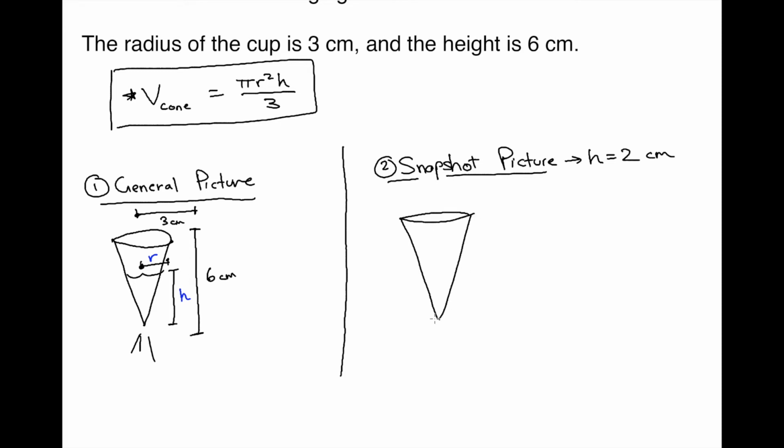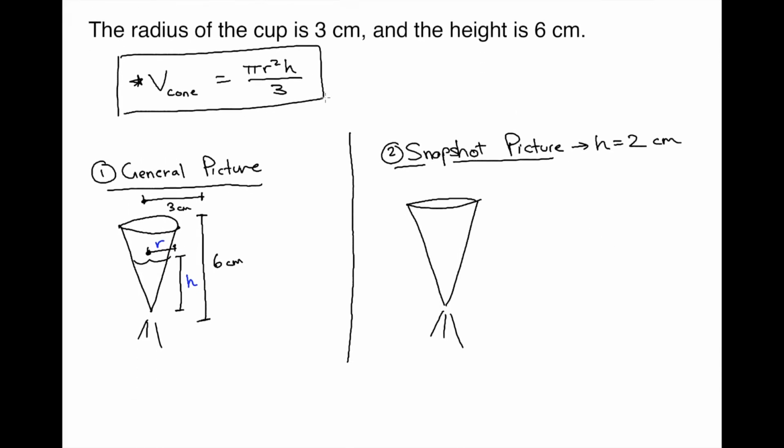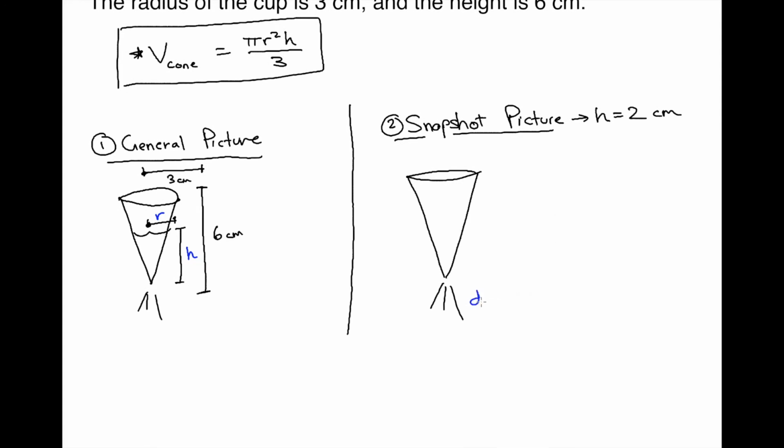Here I can put in a few more interesting details in addition to what's in here. I know now that at this particular instant, the rate at which my volume is leaving, dV/dt, is going to be 0.5 cubic centimeters per second. Now, quick question for you. Is this going to be a positive or a negative quantity? Well, let's think about what V is as a whole.